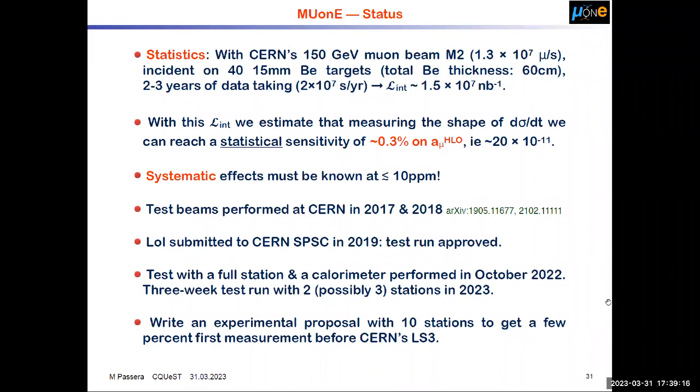If things go well, then the idea is to write an experimental proposal, a real proposal for the experiment. And of course, there is a problem that we have the long shutdown of CERN, which will be in a few years. So it would be great to get at least a part of the experiment approved before that time and do a part of that before the long shutdown.